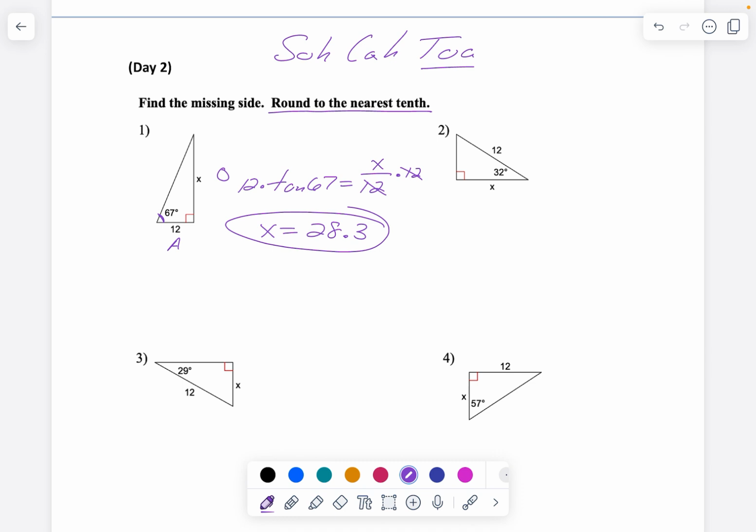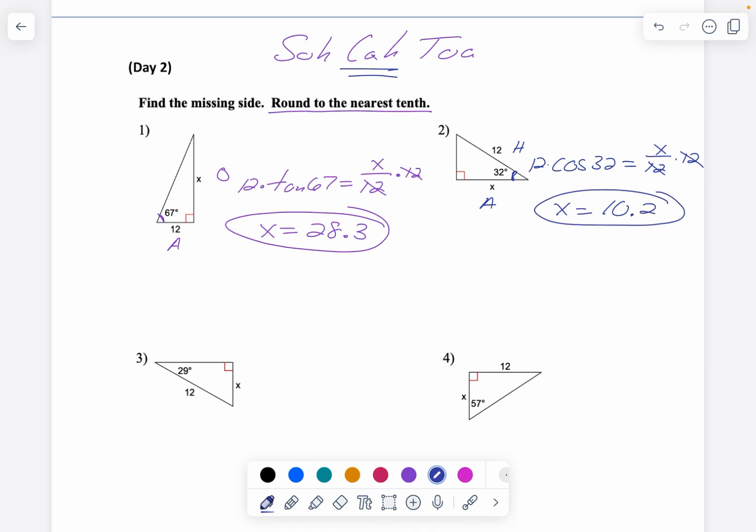Let's look at this one here. Let me erase that. With regard to this angle 32, this is adjacent, this is hypotenuse. Remember, adjacent and hypotenuse use cosine. So we're going to say cosine of 32 degrees equals adjacent over hypotenuse. Well, just like the last one, we're going to multiply both sides by that. 12, happens to be 12 again. And in our calculators, now we're going to put 12 cosine 32. And we get x equals 10.2, rounded to the nearest tenth.